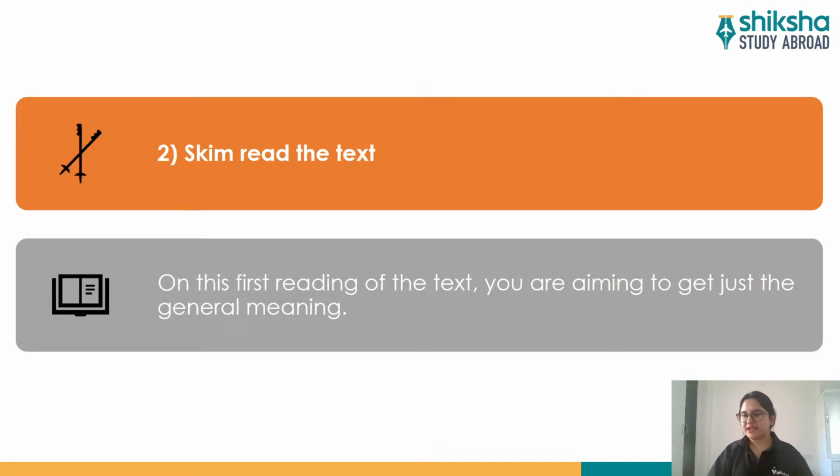Okay. Second is skim the text. So on this first reading of the text, you are aiming to get just the general meaning. So please do not try to understand each and every thing or each and every sentence in the text. That is not required out of you, because in IELTS reading, academic as well as general training, examiners are not testing your knowledge. They are testing your skills of finding the answers in the reading paper. Okay, so you do not need to understand each and every line. That is not required out of you.